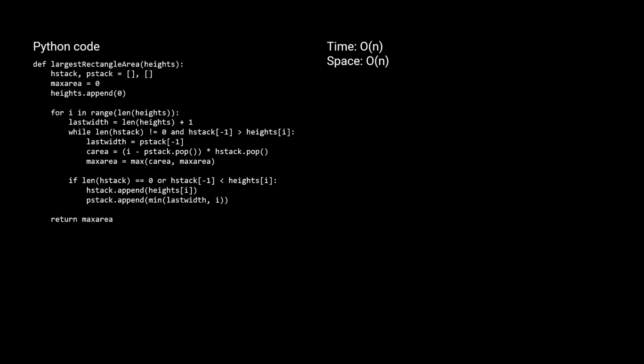Our space complexity is n as well, because our stack can grow to the size of n in the worst case of a strictly ascending histogram. I think this solution is a little bit tricky, so it might take some time to understand, but hopefully you leave this video with at least a better understanding of the problem and how we can use a data structure like a stack to approach certain problems.